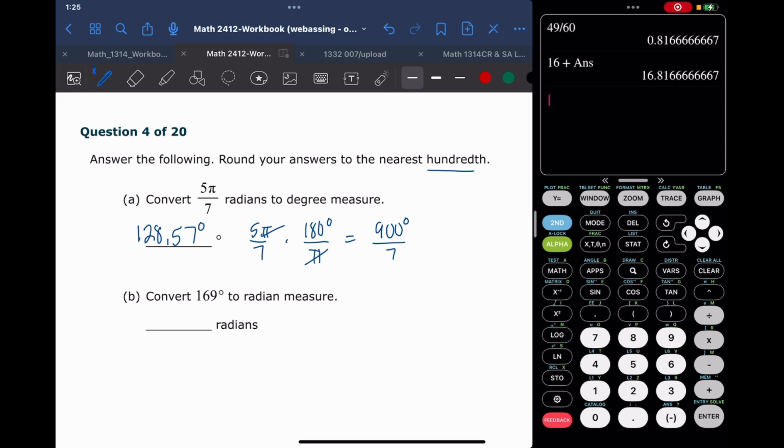Convert 169 degrees to radians. So I'm going to get 169 degrees times pi over 180 degrees equals, let's see, 169 times pi over 180, which is 2.95 radians.